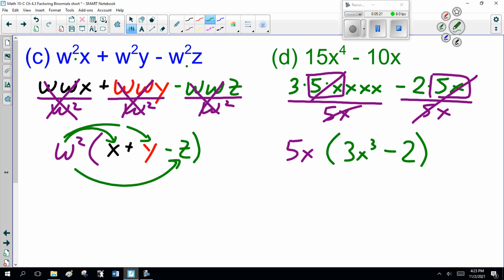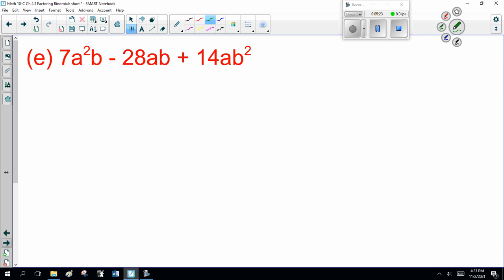If you can do this, I'm really quite happy. Now, this trinomial is a little nasty, but it is doable. I want you to pause the recording. I want you to factor this. Just break it up into prime factors, come back, and we'll talk about it, all right?